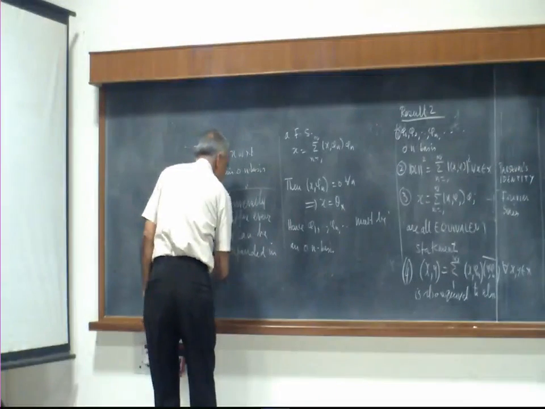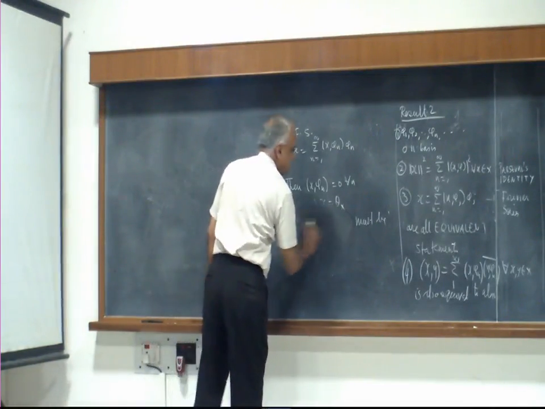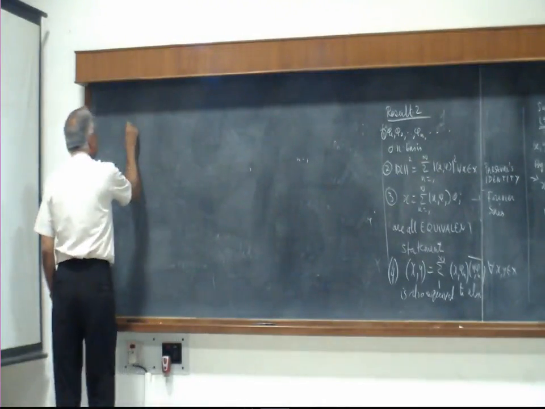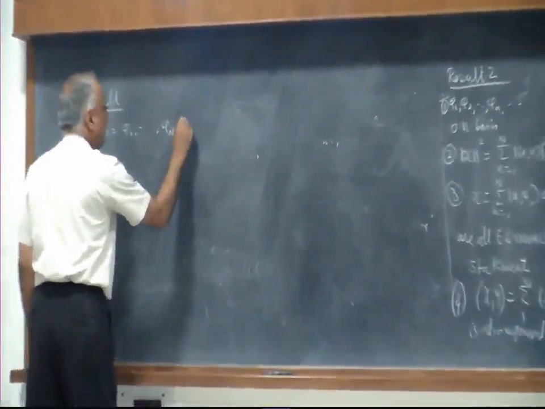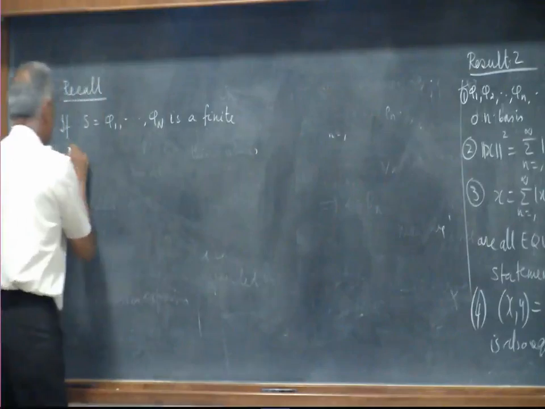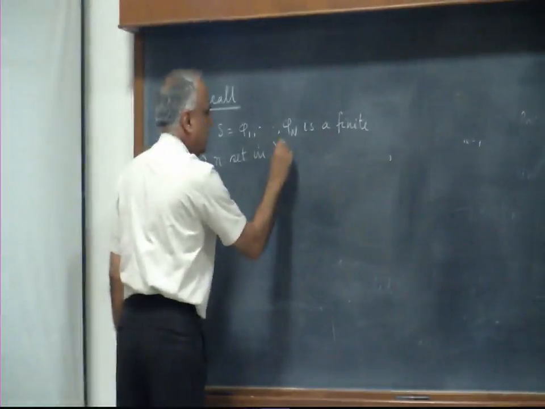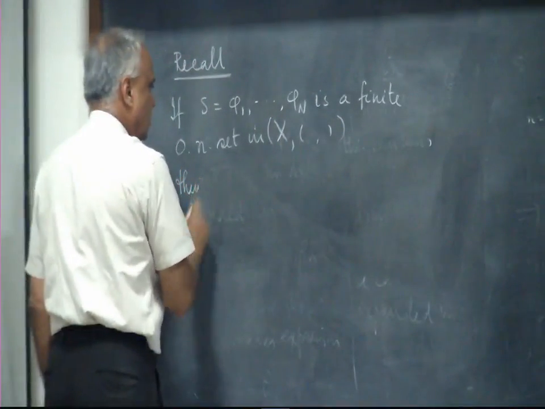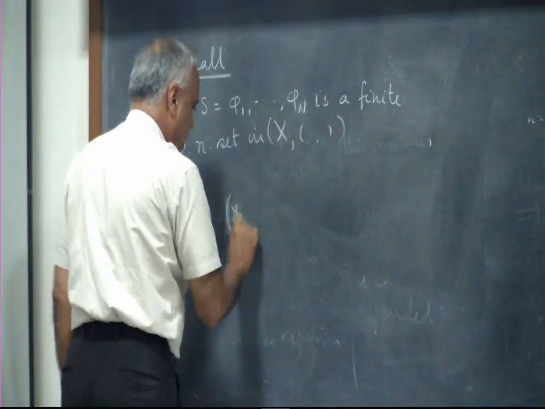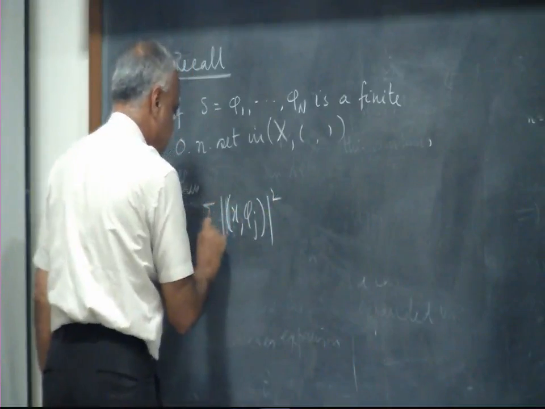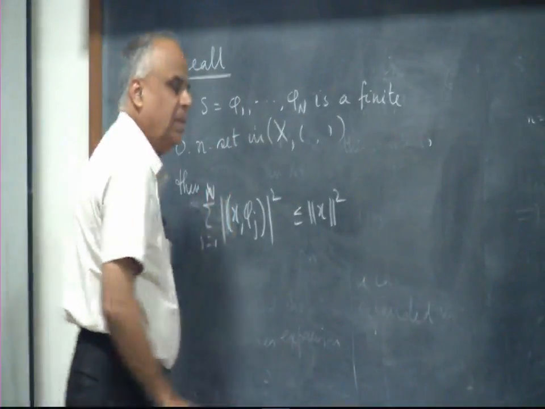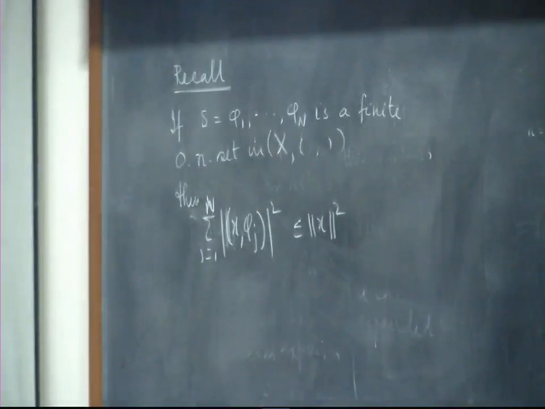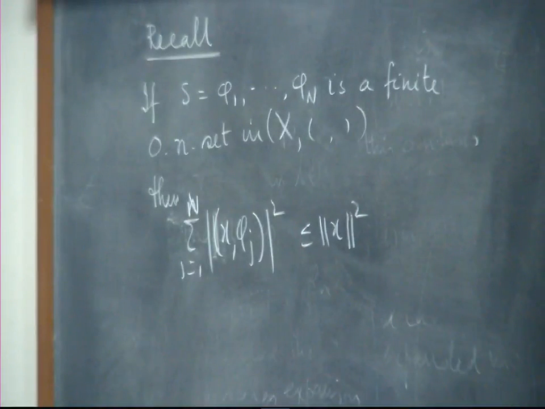Now, I will go back to Bessel's inequality again. First, recall Bessel's inequality. If S equal to phi 1, phi 2, up to phi n is a finite orthonormal set in X, then the summation over j equal to 1 to n of the squared norm of the inner product of x and phi j is less than or equal to norm x squared. This is the fundamental Bessel's inequality, with which the whole process started. We had this inequality, from this we pushed it to infinity, and then we got all the results. Let us go back to this fundamental thing.